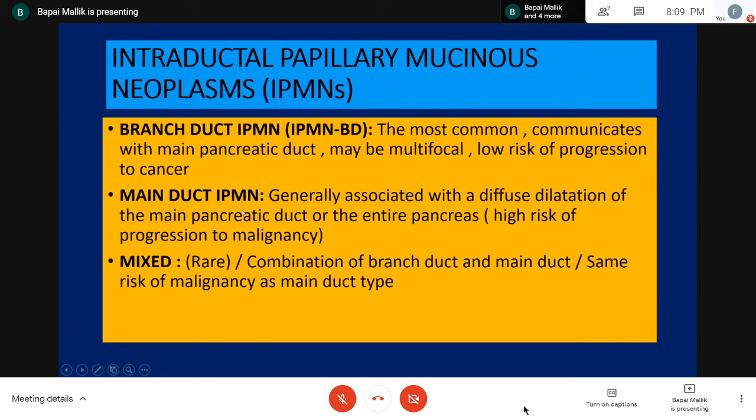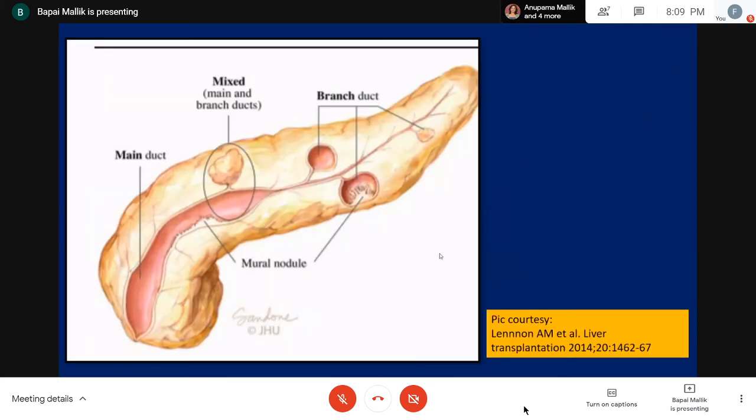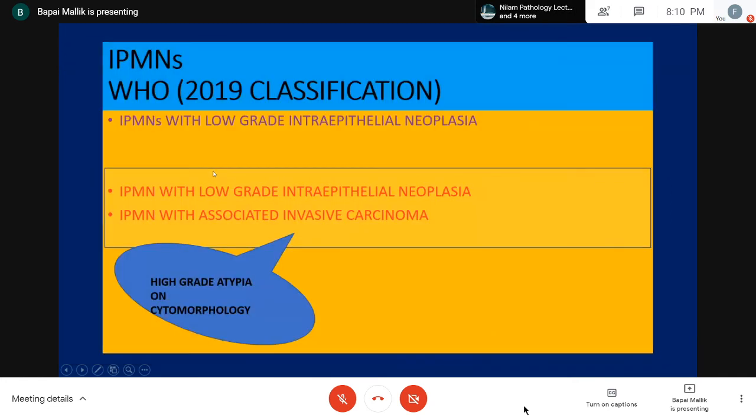That's why radiologists are able to call this one pretty confidently, involving the entire pancreatic duct, and they have a higher risk of progression to malignancy. The mixed type is very rare. It is a combination of branch duct and main duct, and it is believed that the risk of malignancy is similarly high as a main duct IPMN. So this is a diagram showing the main duct and the branch duct IPMNs and some of the mixed types.